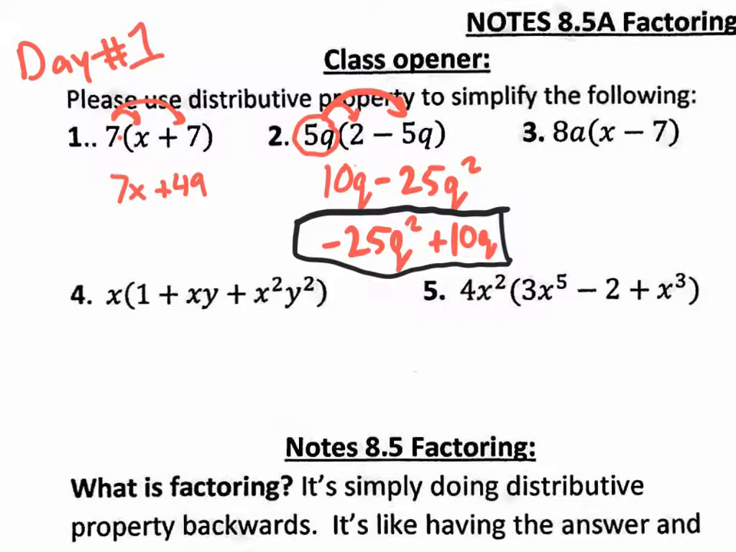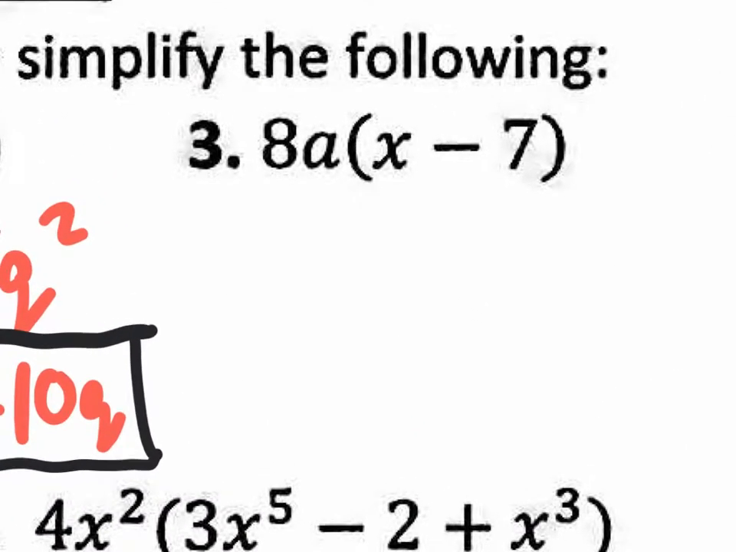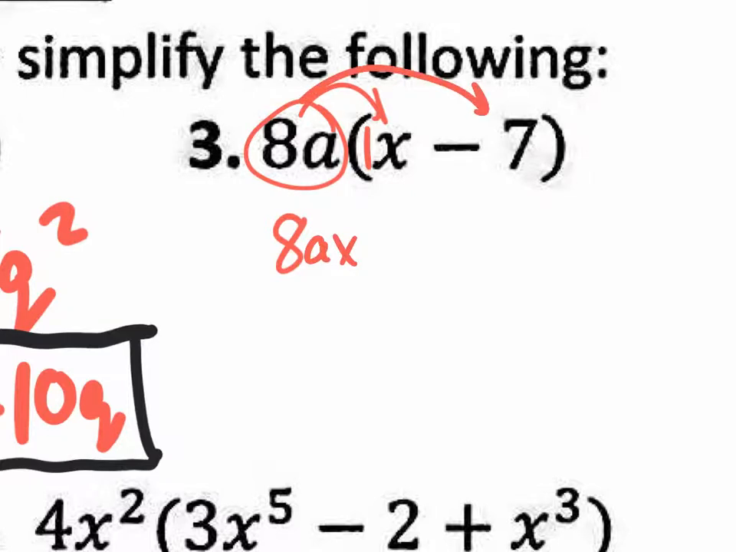All right, number 3, we actually have 2 variables involved here. 8a times x is simply that, 8ax. Now, if you're confused about that, again, you're multiplying the coefficient times the coefficient. The coefficient 8 times the coefficient, there's an invisible 1 right there. So 8 times 1 is 8. And then a times x is just ax. And now let's distribute the 8a to the 7. So 8a times negative 7, that'll be a negative 56a. And that's it.